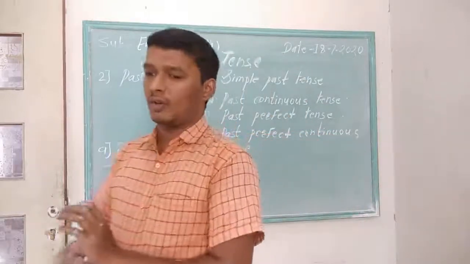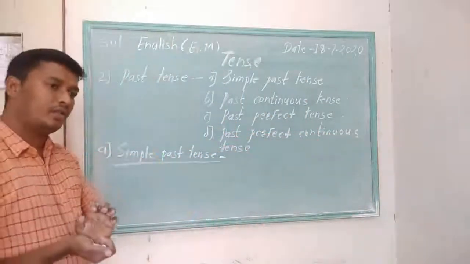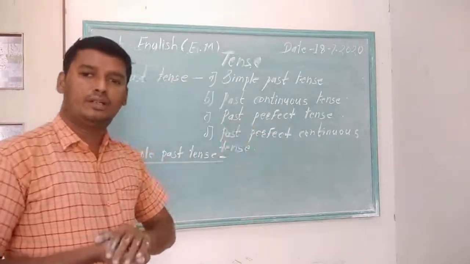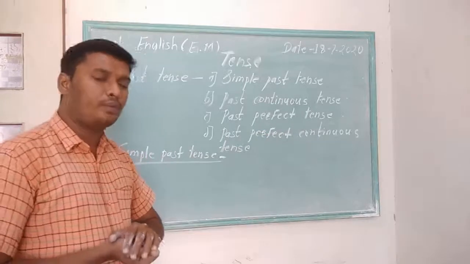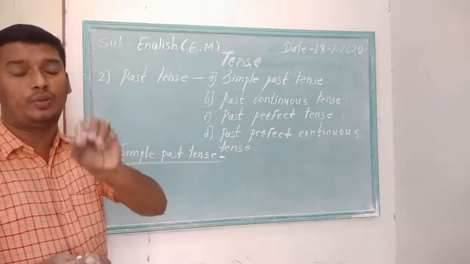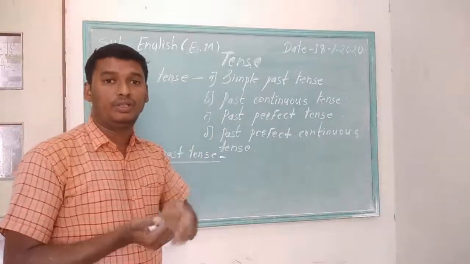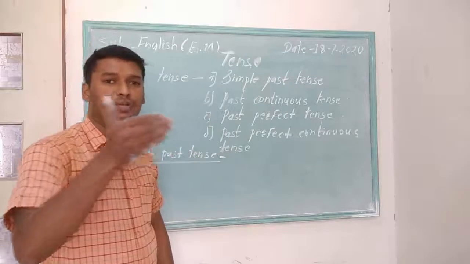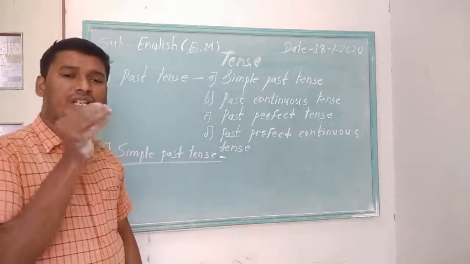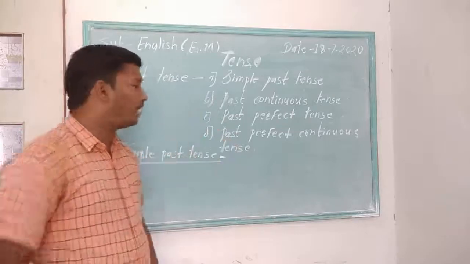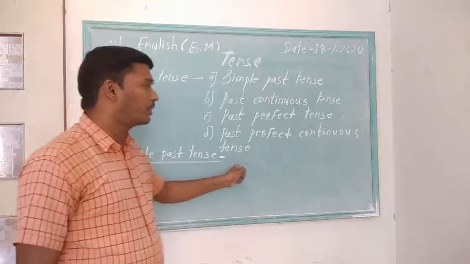What is the structure of simple past tense? If we understood the structure of simple present tense, which is S plus V1 plus O, we have to just write V2 in the structure. Then the structure of simple past is S plus V2 plus O.